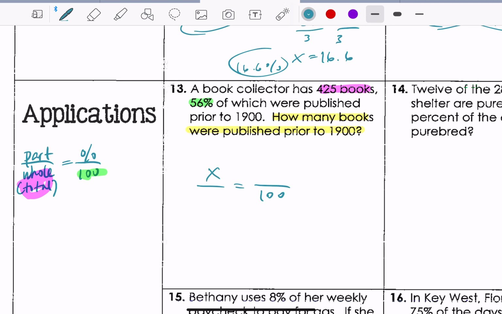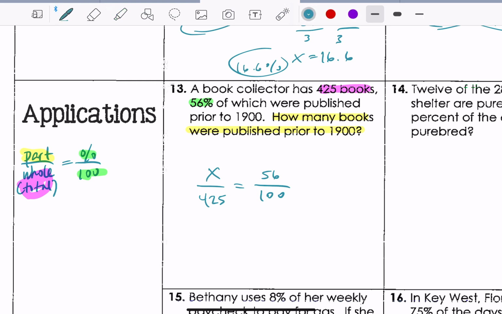The total, I do have, 425. And the percent they told me was 56. So this is my proportion I'm setting up to solve for this part. So like I said, it's similar to the other one. The part goes on top on the left, the total goes on the bottom on the left, and then the percent goes on the right.